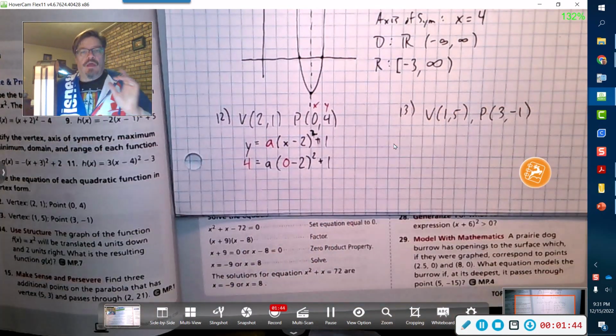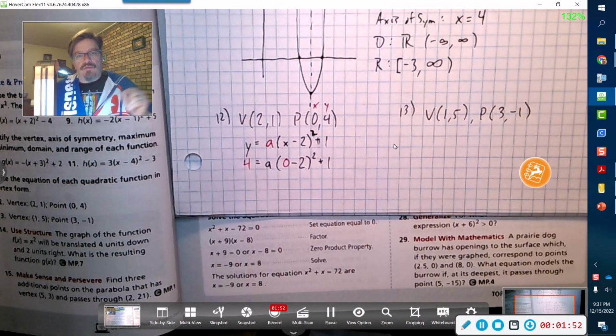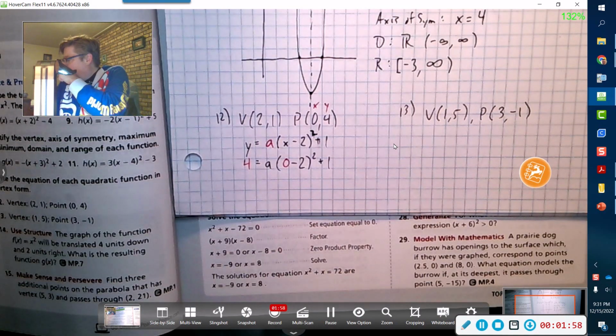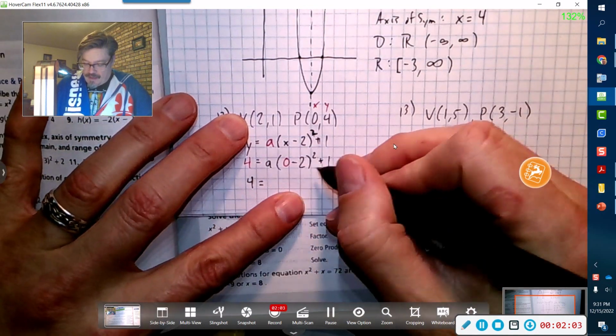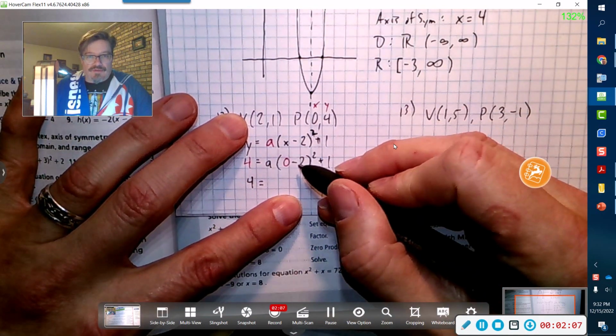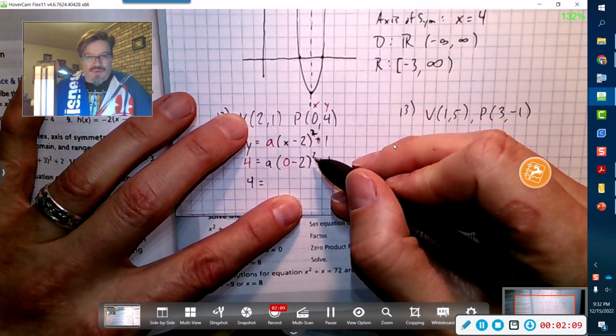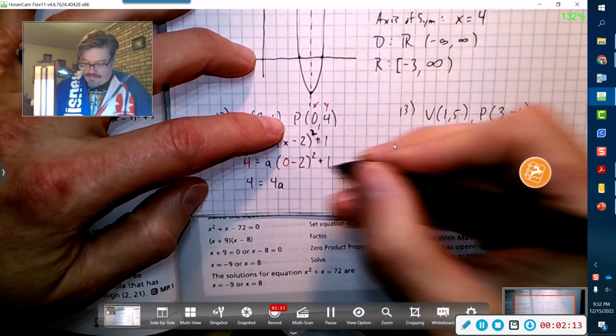Now don't overthink this. This is a very easy thing to solve, because all we've got to do to get rid of the parentheses is figure out what 0 minus 2 squared is, and then you're back to pre-algebra, because now you just have a two-step equation. Negative 2 comes as a result of this subtraction. We square it, that's positive 4, so you get 4a plus 1.